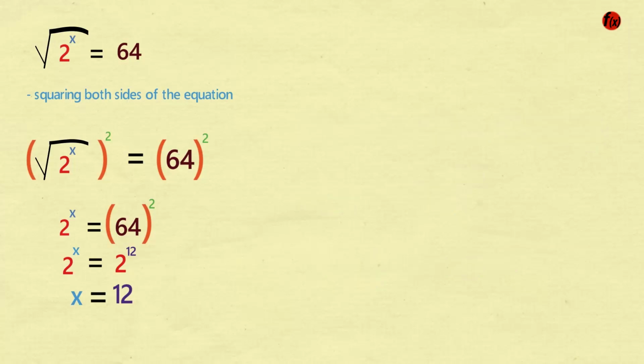In all these examples, understanding exponential growth and solving equations like square root of 2 to the power x equals 64 is crucial for making accurate predictions and decisions.